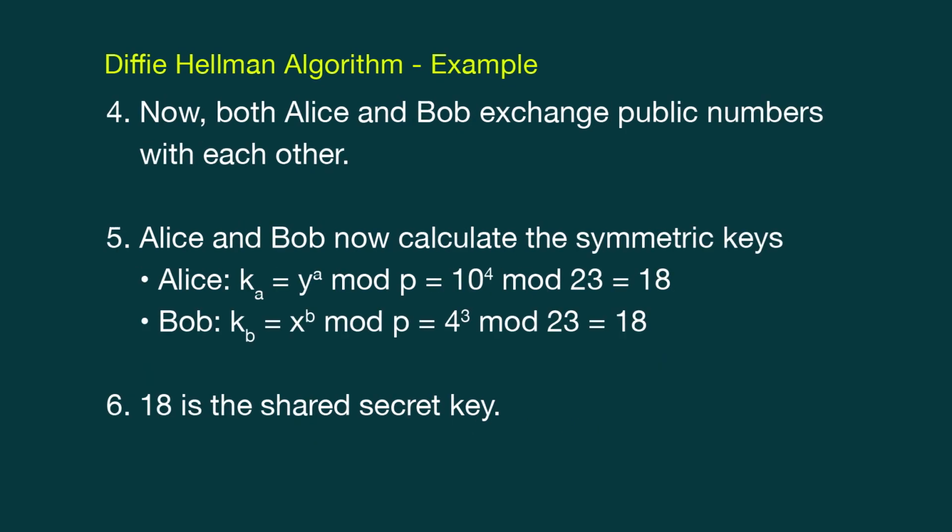Now both Alice and Bob exchange public numbers with each other. Alice and Bob now calculate the symmetric keys. Alice calculates ka equal to y raised to a mod p, which is 10 raised to 4 mod 23, equal to 18, and Bob calculates kb equal to x raised to b mod p, which is 4 raised to 3 mod 23, equal to 18. So, 18 is the shared secret key.